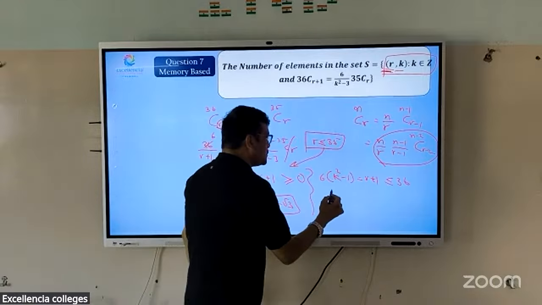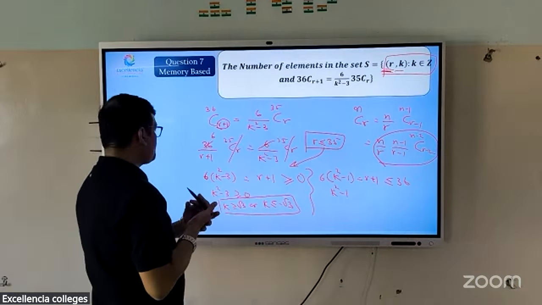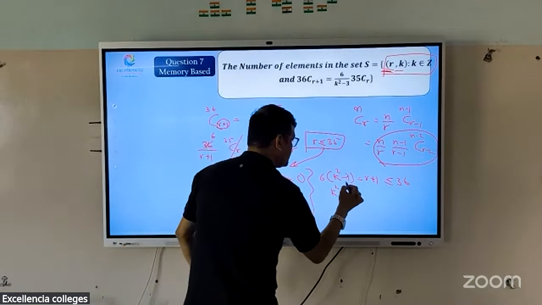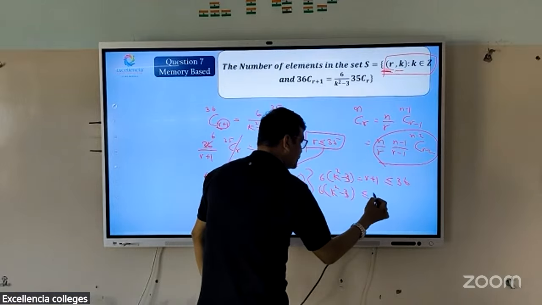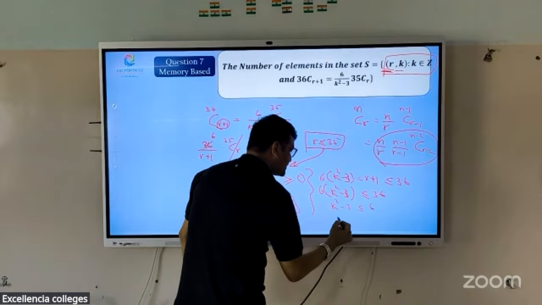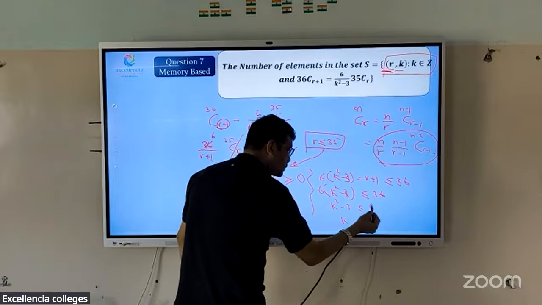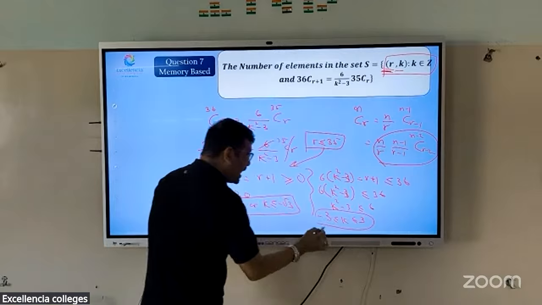Right? So K square minus 1, K square minus 3 into 6 is less than or equal to 36. So K square minus 3 is less than or equal to 6. K square is less than or equal to 9, so K lies between minus 3 to plus 3. Yeah.